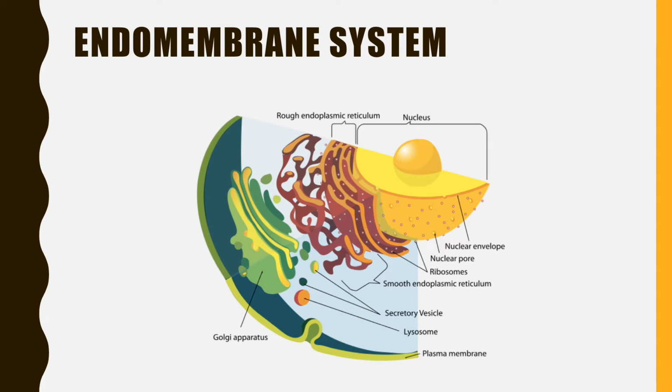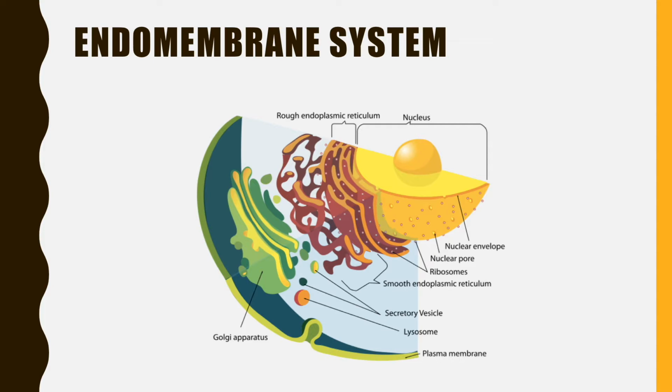In the endomembrane system, there is the nucleus, the rough ER, the nuclear envelope, nuclear pores, ribosomes, smooth endoplasmic reticulum, secretory vesicles, lysosomes, Golgi apparatus, and the plasma membrane. As stated before, the nucleus has to do with the transcription of genes and contains DNA. It also directs cell activity through the expression of genes. tRNA, mRNA, and rRNA are formed from nucleic processes. The nuclear pores help facilitate movement of molecules in and out of the nucleus, such as proteins. The nuclear envelope separates the nucleus from the other organelles.